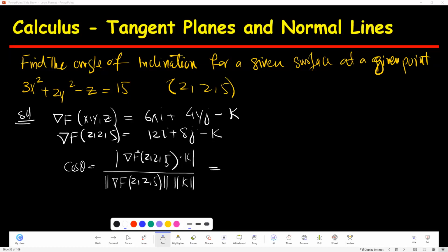If you solve this one, everything will be gone: this term will be gone, this term will be gone. Only minus k is the one that multiplies k. The dot product of minus k and k will be -1. But there is a mod, so I can simplify this. The magnitude is going to be 12 squared plus 8 squared plus -1 squared, right? So the numerator is only left with the positive sign. In the denominator, if you solve it, it's going to be 209.